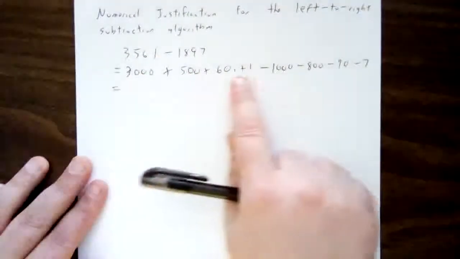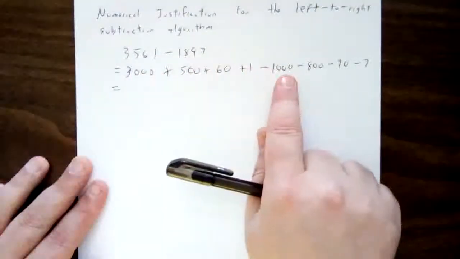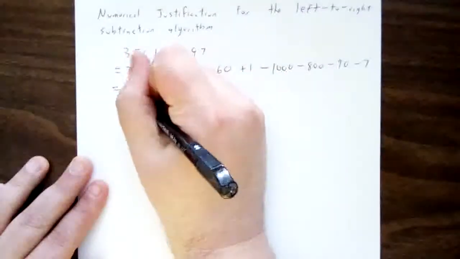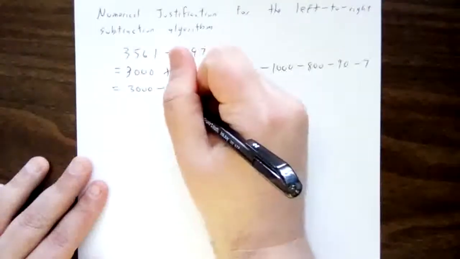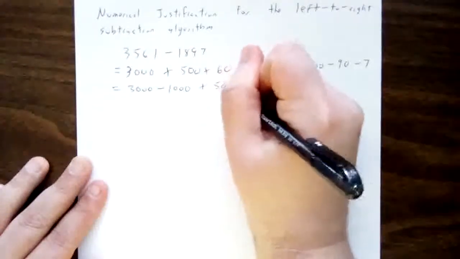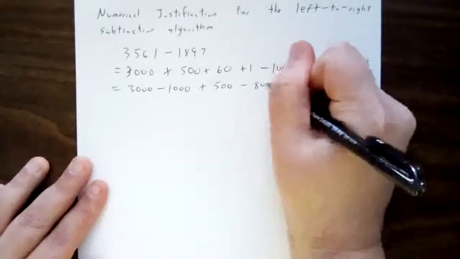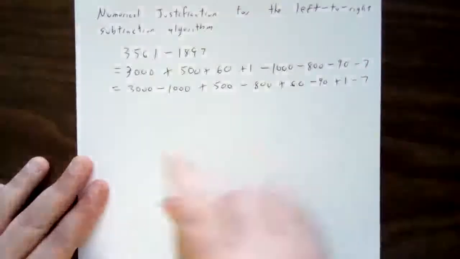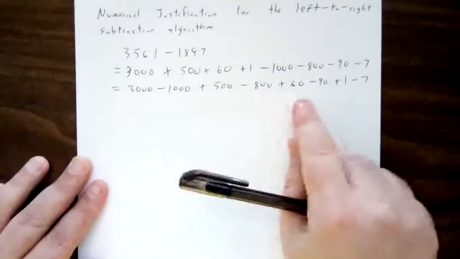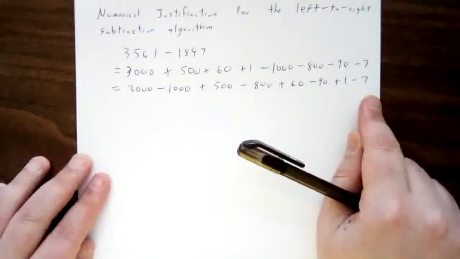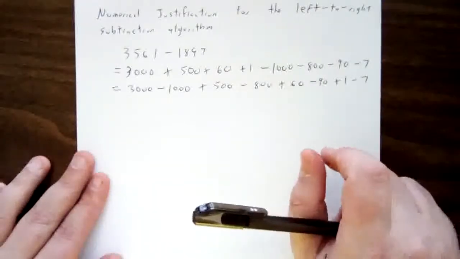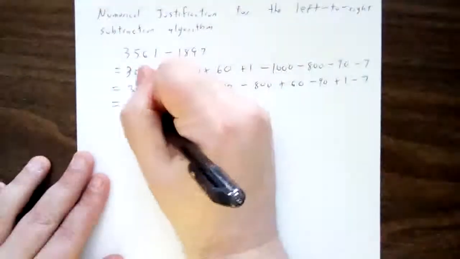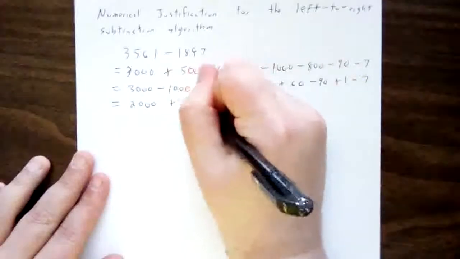So I'm going to rearrange these so that the thousands are being removed from the thousands and hundreds are being removed from hundreds and so on. So I'll just switch the order of my terms. And I've kept them in the order thousands, then hundreds, then tens, then ones, because that's the order that we did things in when we carried out the left-to-right subtraction algorithm. The first difference, 3,000 minus 1,000, we can find that right away. That's 2,000.